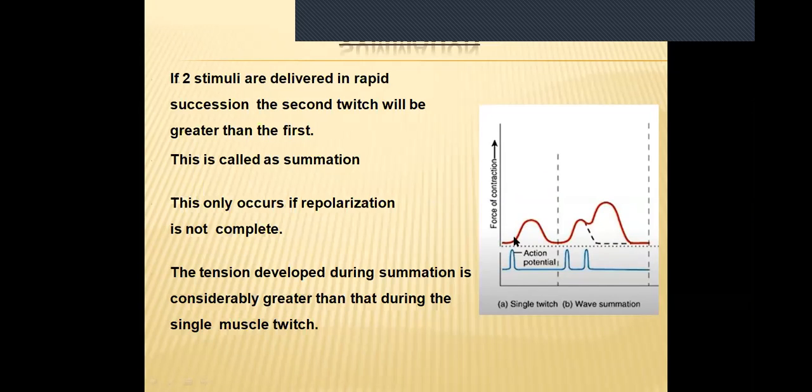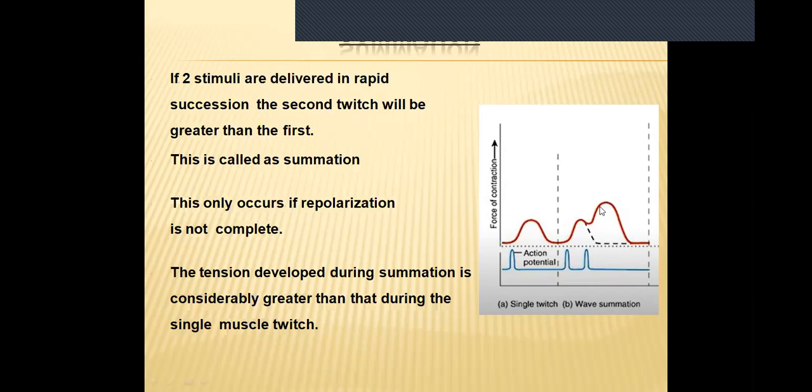So carefully observe this graph. When only one stimulus is given, one stimulus meaning one action potential to the muscle fiber, a single twitch will be generated. We can see that single twitch in this form on the graph paper. What if a second stimulus is given before the first relaxation is finished? Before the first relaxation is finished, if the second stimulus is given, what will happen?